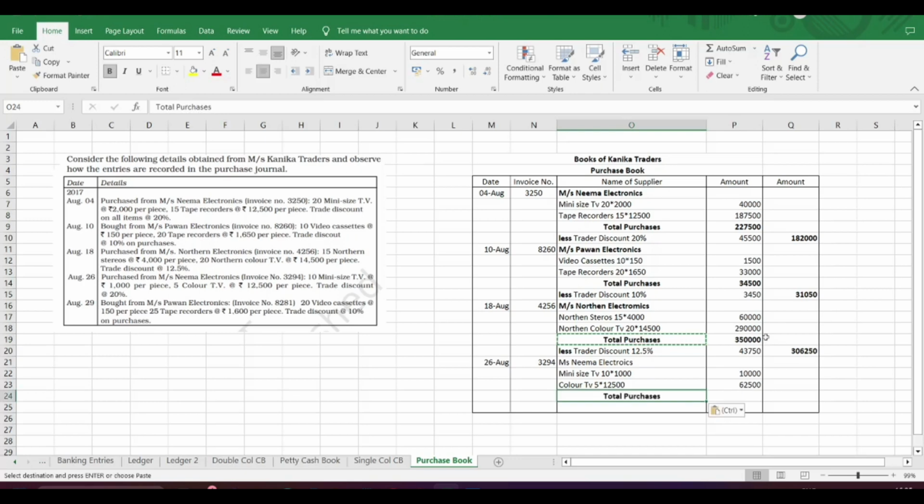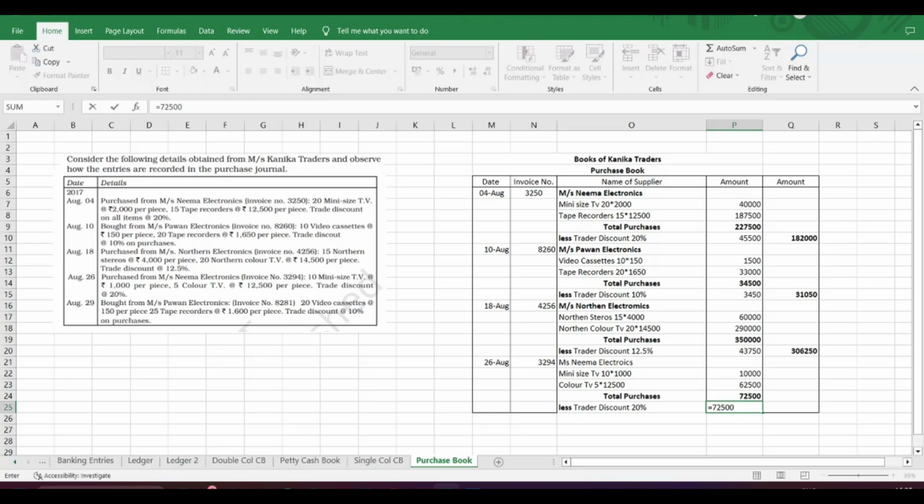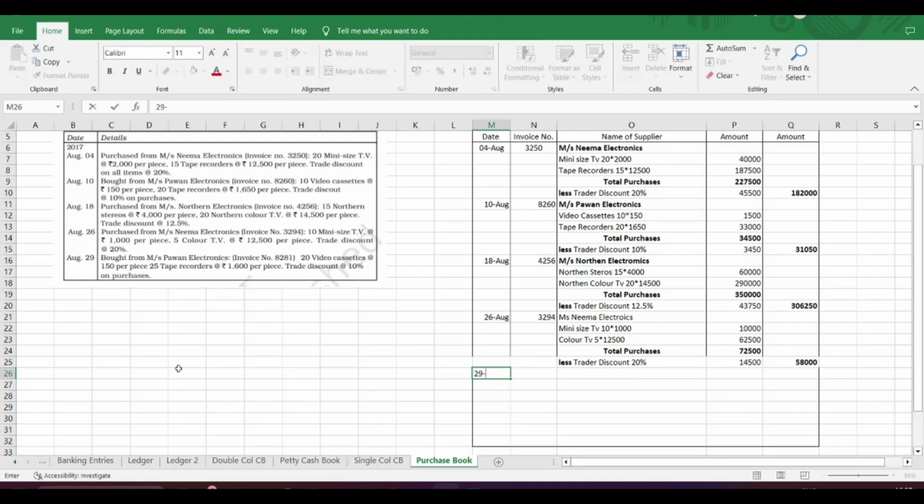Here let us calculate total purchases. That will be 72,500. And here they are again allowing us trade discount of 20%. So 72,500, 20% discount is 14,500. So our total credit purchases will be 72,500 minus 14,500, 58,000 rupees. Our next entry is on 29th August.